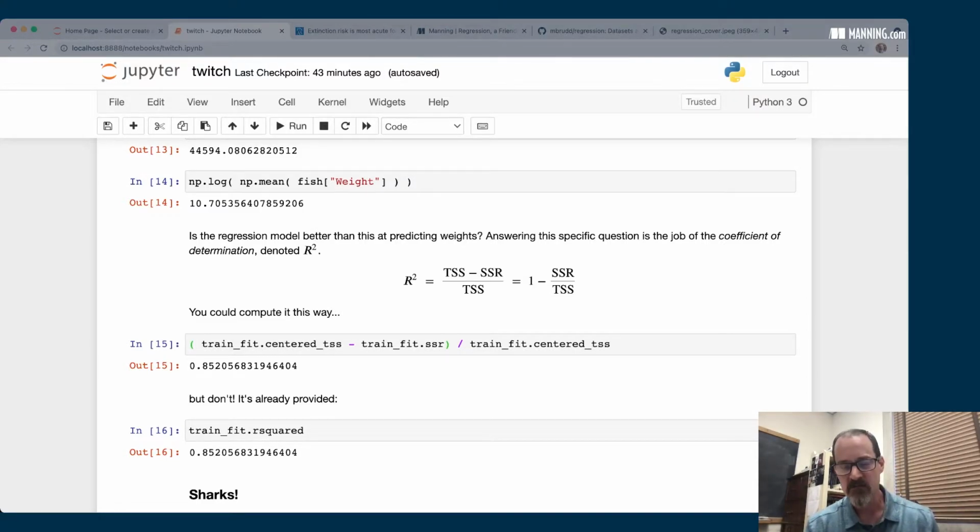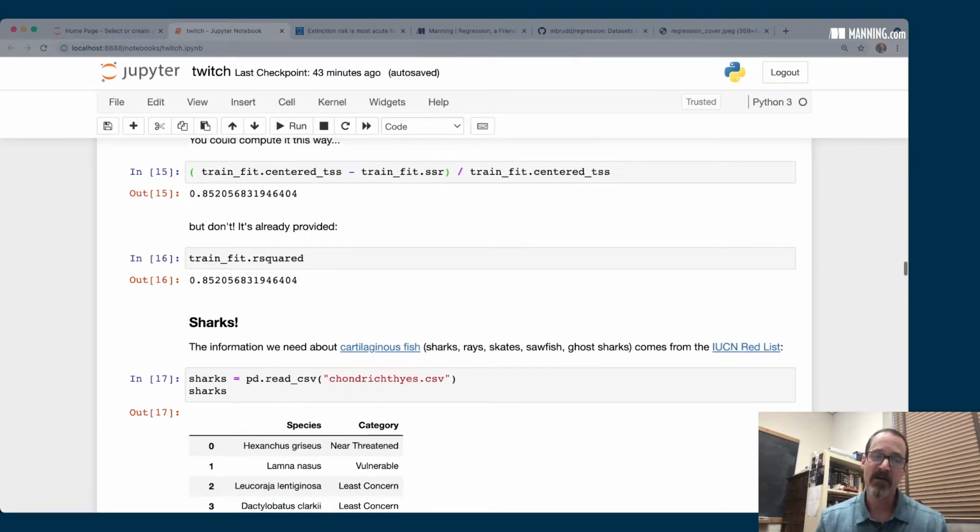So the linear regression model does a way better job than the null model, as you would expect from looking at the scatter plot. All right, so that formula, I'm going to use it again later to talk about how to assess a logistic model. We now know how the log of the weight of a fish is related to the log of its length, or we could relate the weight to the length by this power law relationship. Now let's talk about cartilaginous fish.